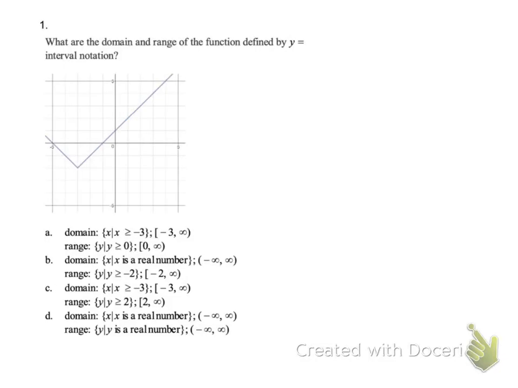Number one, what are the domain and range of the function? B. So the domain, it goes left forever, it goes right forever. So that domain would be all real numbers, from negative infinity to infinity.